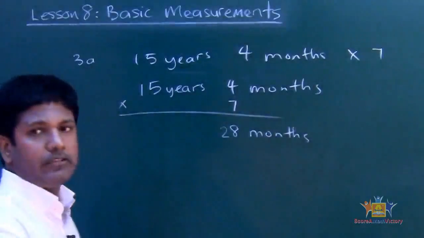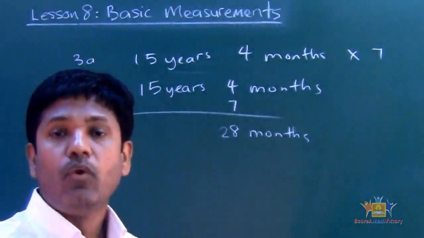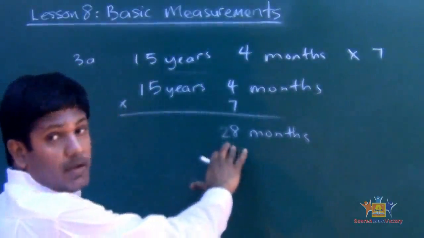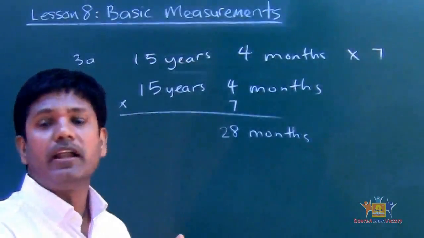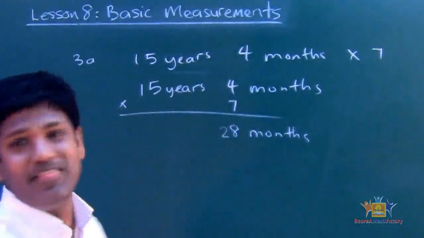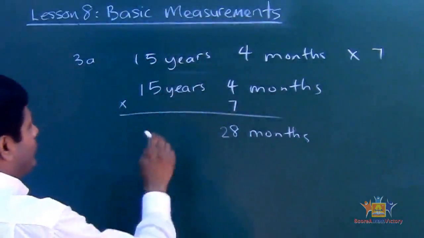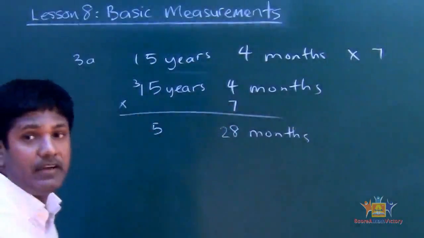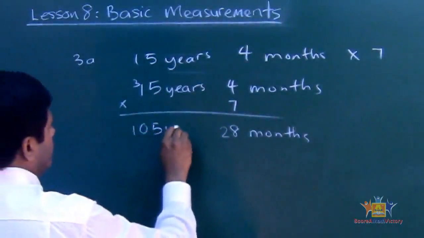Now look at this. 28 months. It's already past that. What's the relationship between months and years? 1 year equals 12 months. So it's already past the 12 months. See that? But are we going to convert that right now? No, not now. We're going to multiply them out first and then we're going to convert it, alright? Okay, so 7 times 5 is 35. We're going to put 5 and then carry the 3. 7 times 1 is 7 plus 3 is 10. So it comes to 105 years, okay?